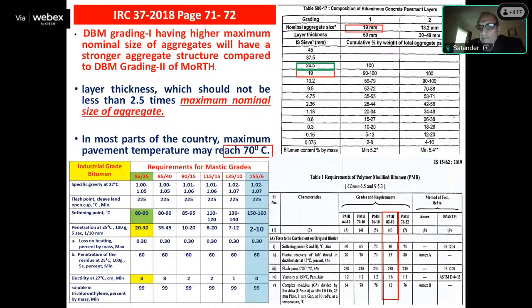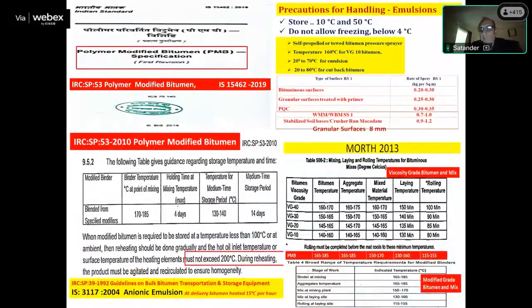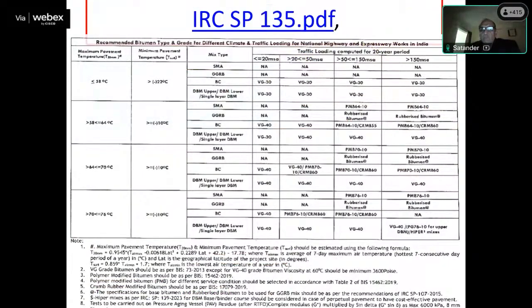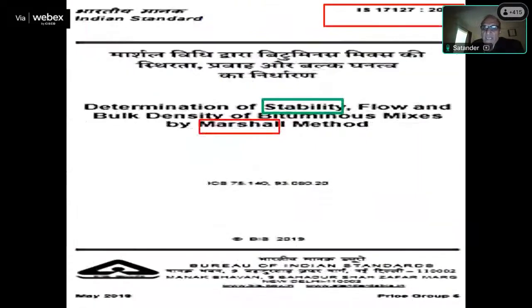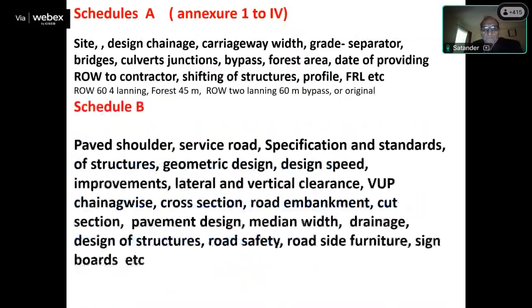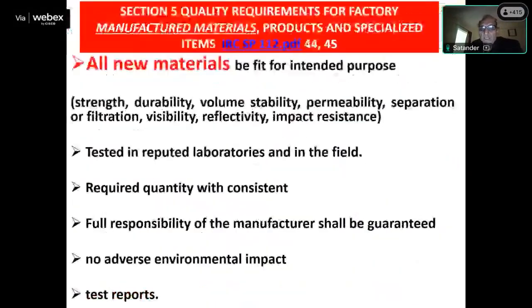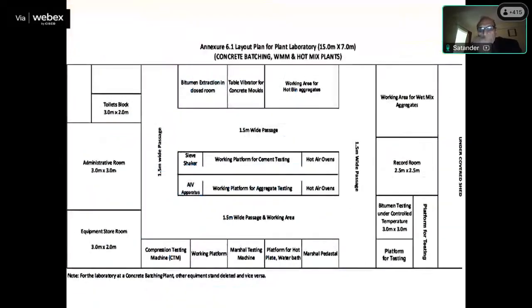So based on the pavement temperature, there is a ministry circular also. We are going for that. For PMB, this is the ministry circular. So as per the MORTH, please use this. Which type of bitumen should be used where, and the mix design should be done as per IRC 132. Please follow all the schedules also.